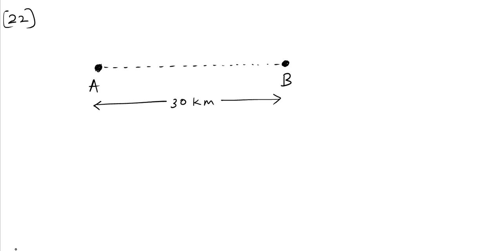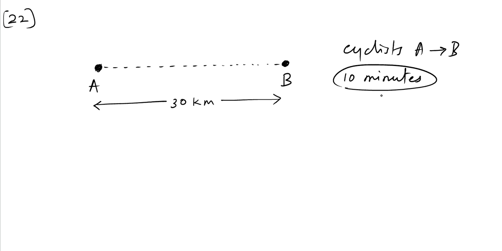Now the question further states that there are cyclists which are traveling from A to B, and the data about the cyclists is a cyclist leaves A for B once every 10 minutes. So this is the time separating the departure of any two successive cyclists, 10 minutes, and the speed of each cyclist is 30 kilometers per hour. Now obviously, if this is the speed of a cyclist, then one cyclist would take 1 hour to complete the journey from A to B.